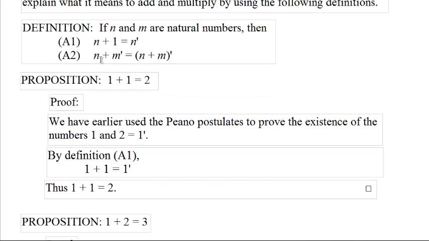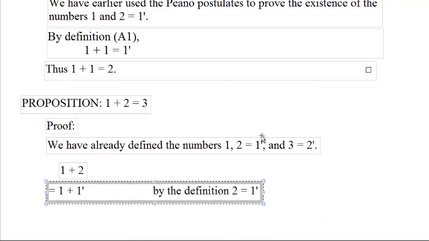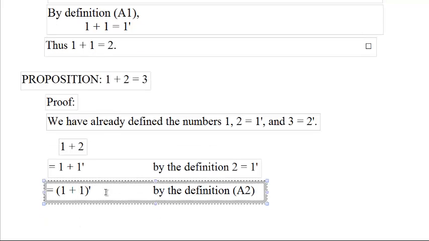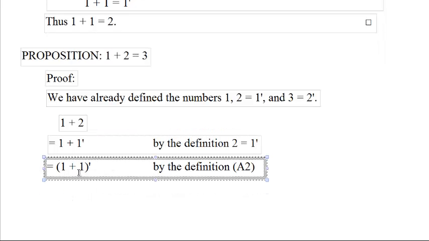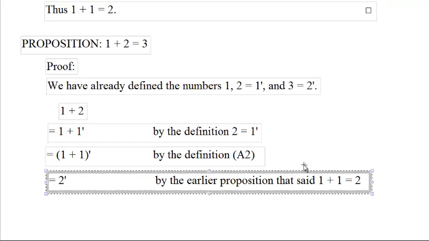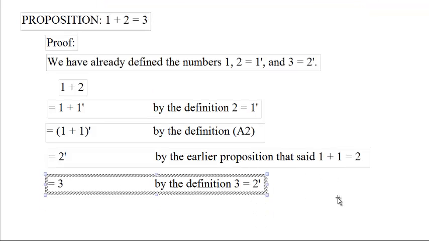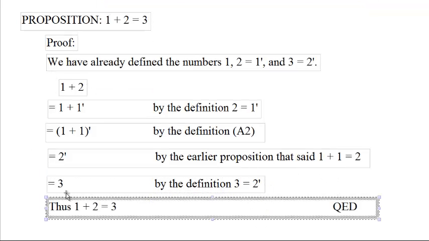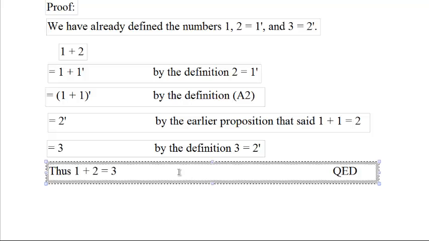Over here we say, if we add the number that comes after something, it's the number that comes after the two of those added together. So 1 plus the successor of 1 is the successor of 1 plus 1. So this is the successor of 1 plus 1 by that definition, the second addition definition. And 1 plus 1 from the previous proposition is 2. And so we have the successor of 2, and the successor of 2 is 3, and so we are done. 1 plus 2 equals 3, quod erat demonstrandum.